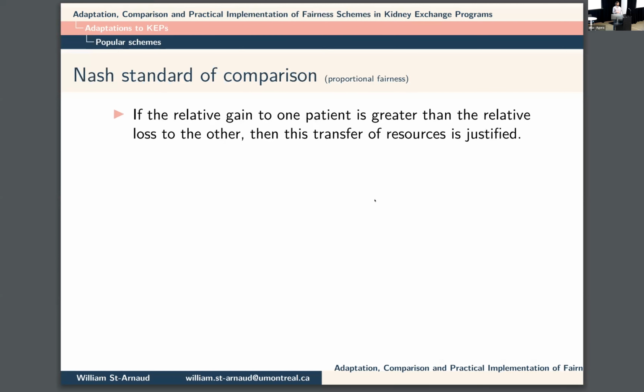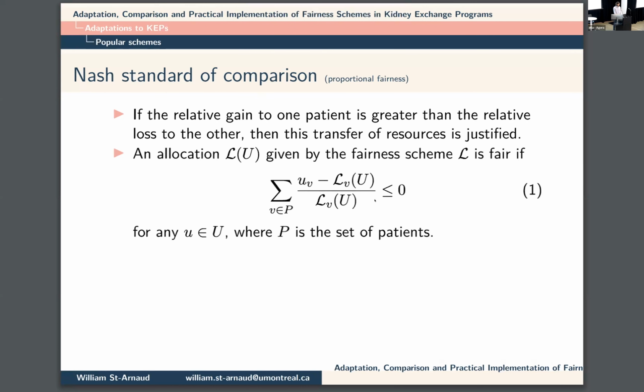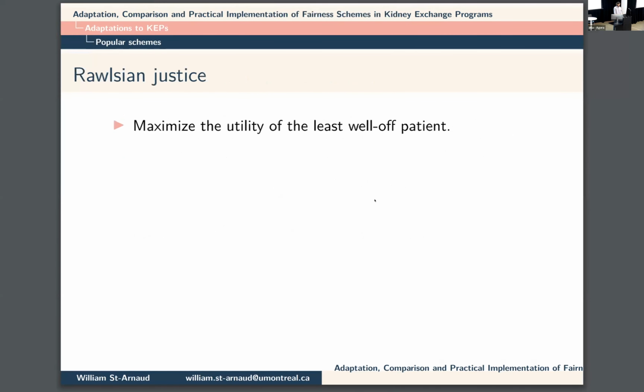There's also the Nash standard of comparison. This has to do with the relative utility. An allocation is considered fair if, by moving away from this allocation to another one, the sum of the relative gains over all the patients is negative. That means in total, if you move away from this allocation, you do worse in terms of the probabilities of getting a transplant. Mathematically, this is what it looks like. I'm not going to go too much into detail about it.